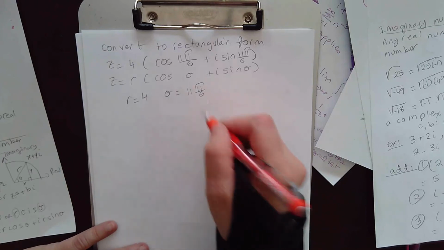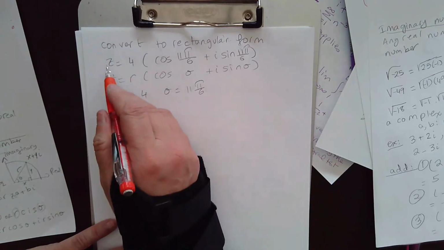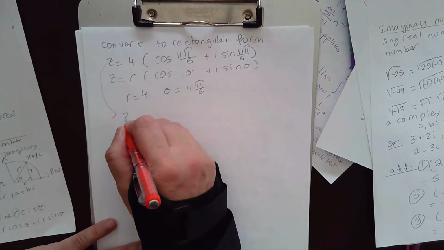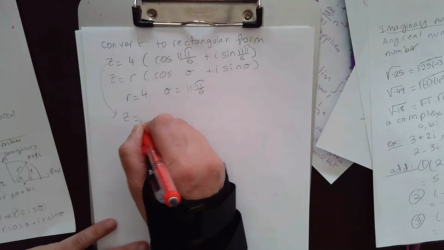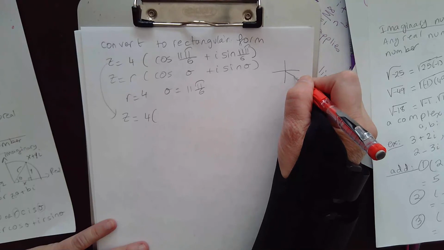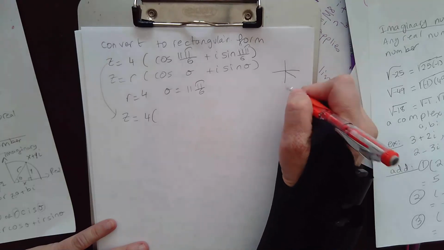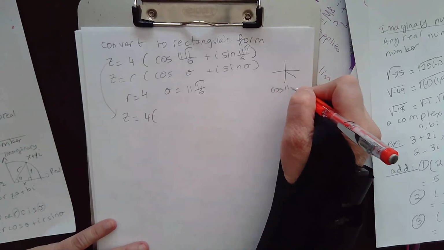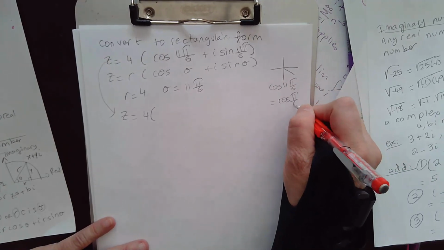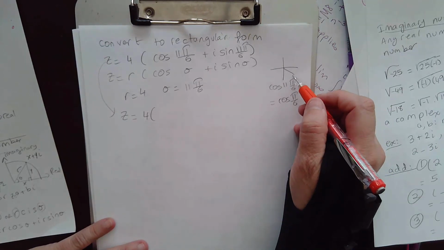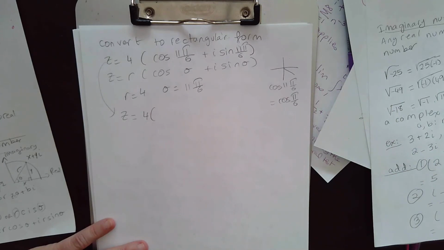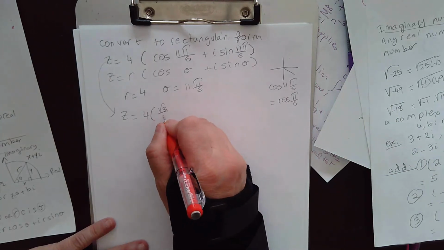We don't need to go like this. All we had to do is go directly and evaluate this. What is z? z is 4. What's cosine 11 pi over 6? 11 pi over 6 is in the fourth quadrant. Cosine 11 pi over 6 is equal to cosine of the reference angle pi over 6. Remember, the cosine in the fourth quadrant is positive, just like the one in the first quadrant. So cosine pi over 6 is root 3 over 2.